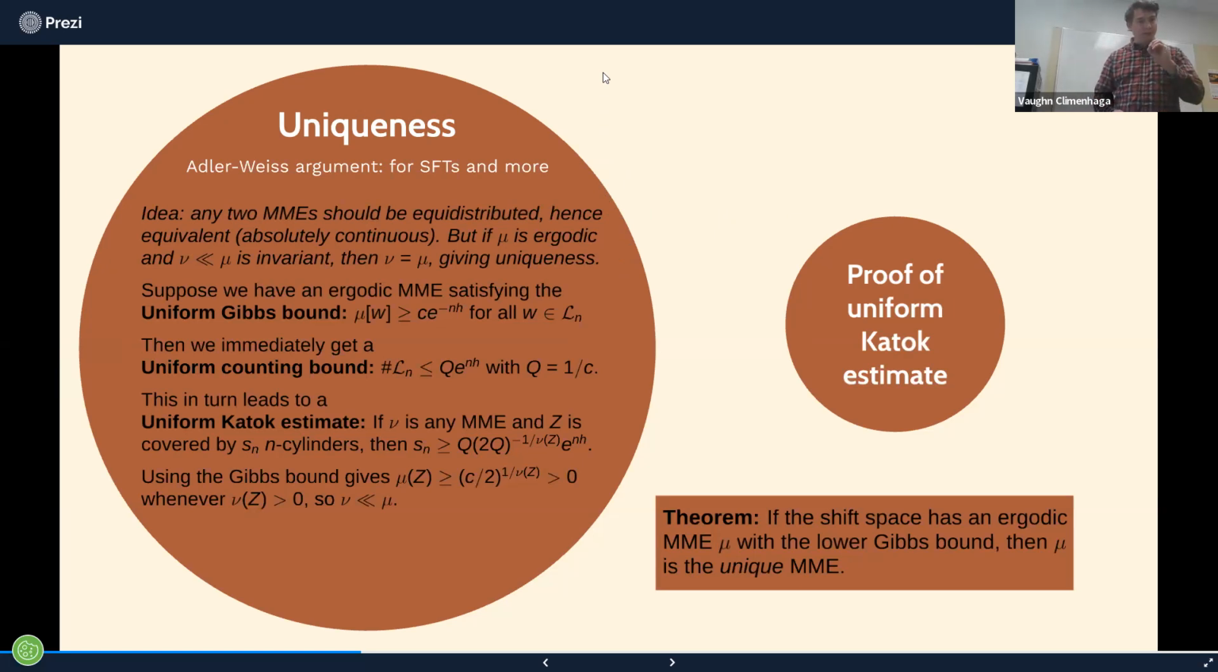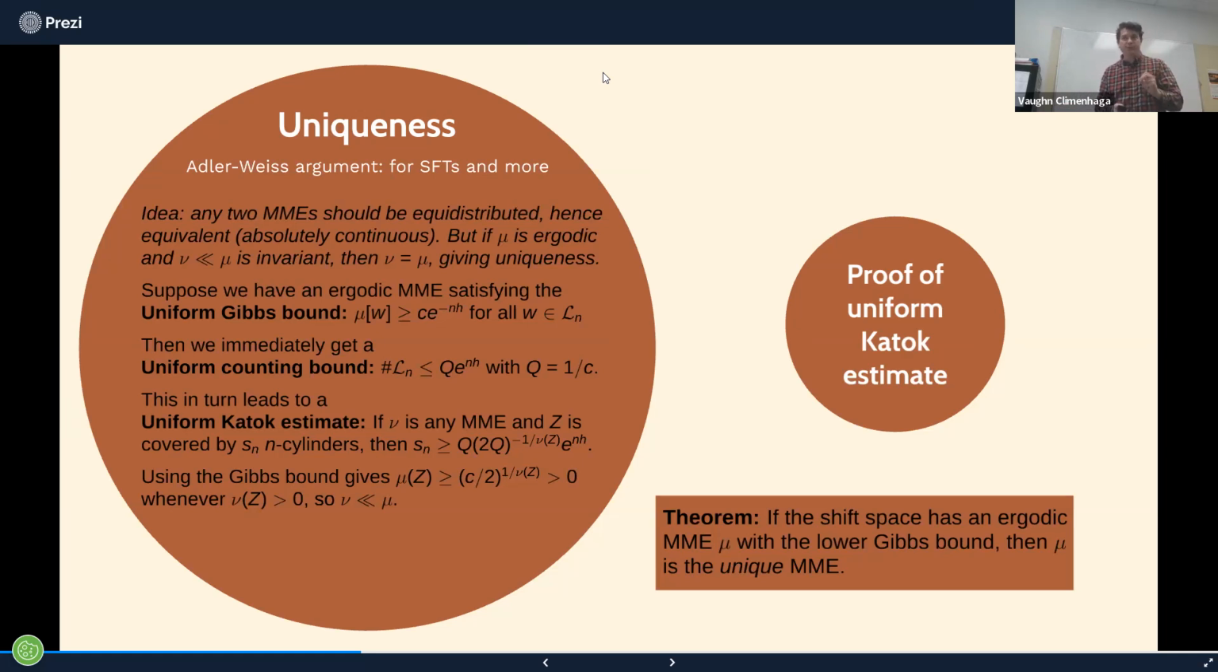The general principle, the big idea from the first section, was that any MME should be roughly equidistributed over words of length n. Well, if you have two measures like that, it's reasonable to expect them to be mutually absolutely continuous, that is, equivalent to each other, that they should not be singular. You shouldn't have a set which has full measure for one of them and zero measure for the other if they're both giving kind of equal weight to all n-cylinders. That's a very hand-wavy, rough idea that's quite far from being an actual proof.